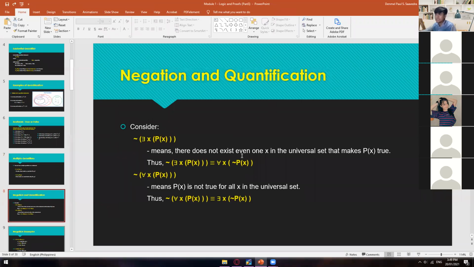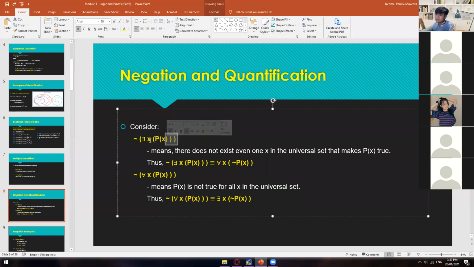Next, we have negation and quantification. Just take note of this one. When we say negation of quantifiers, the parentheses don't actually matter. If you negate a quantifier, you negate all of the values inside of that quantifier. Later I'll give you an example of what I mean. If you read this one, it means there does not exist even one x in the universal set that makes P of x true.